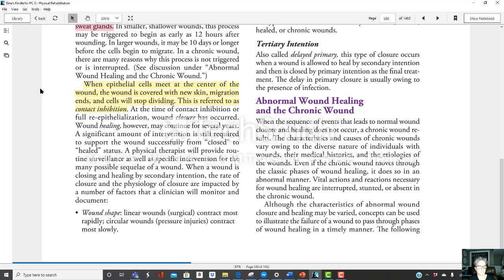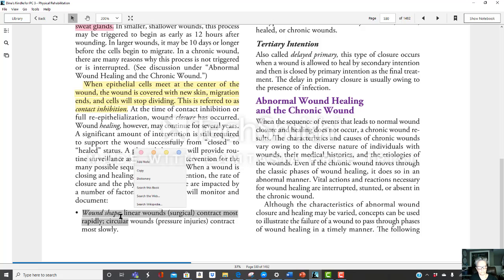Wound healing, however, may continue for several years. A significant amount of intervention is still required to support the wound successfully from closed to healed status. A physical therapist will provide routine surveillance as well as specific intervention for the many possible sequelae of a wound. When a wound is closing and healing by secondary intention, the rate of closure and the physiology of closure are impacted by a number of factors that a clinician will monitor and document.